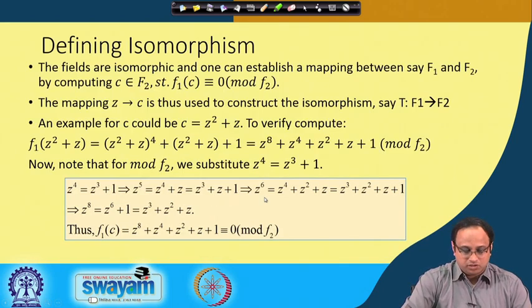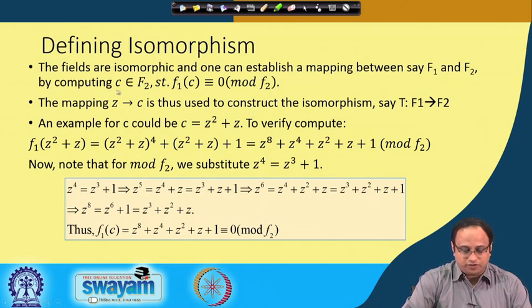So, now I can establish isomorphism between these fields. All these fields are not equal, but they are equivalent, and we can establish some kind of relationships between them. So, the fields are isomorphic and we can establish a mapping between say F1 and F2, and I will try to show you how we can establish this mapping.